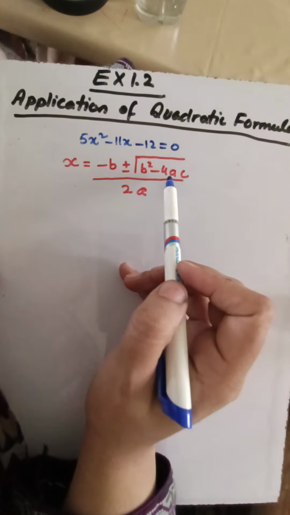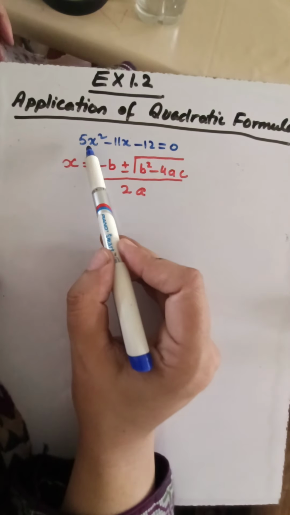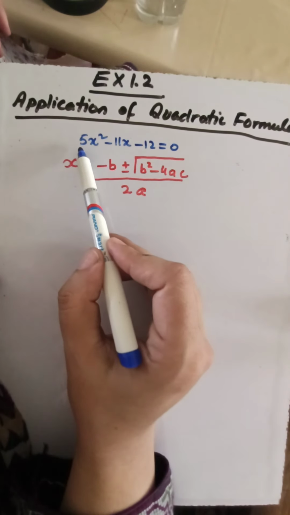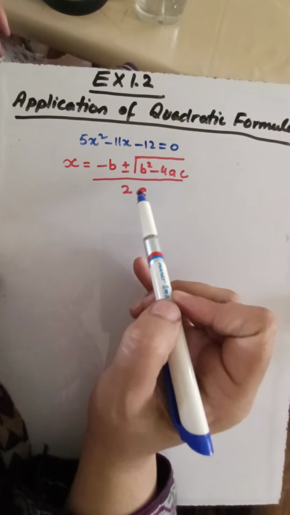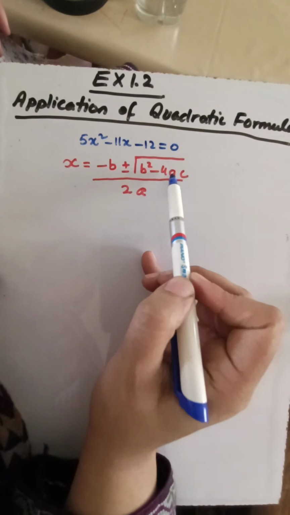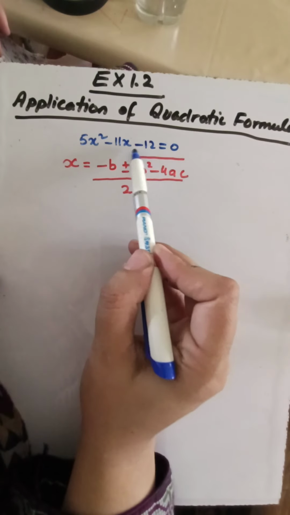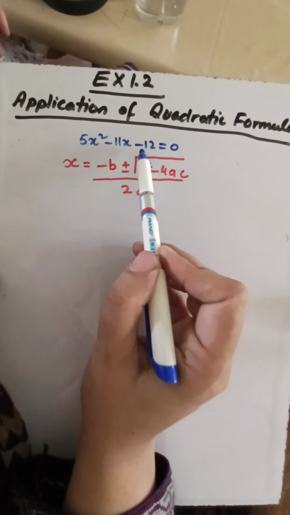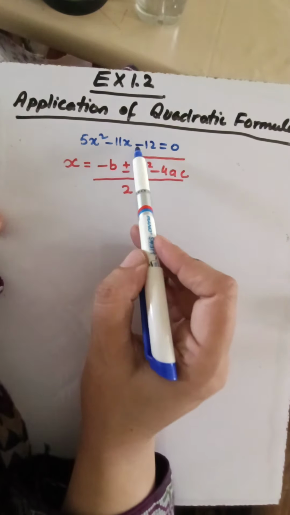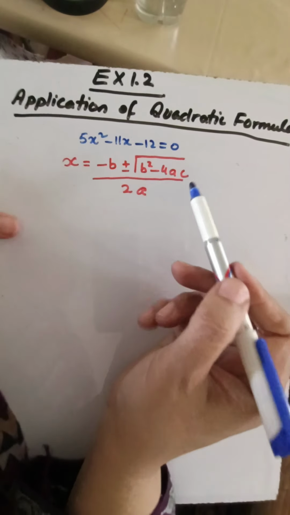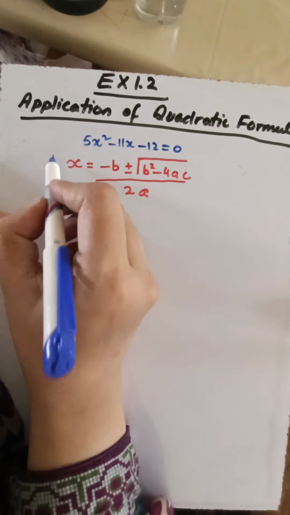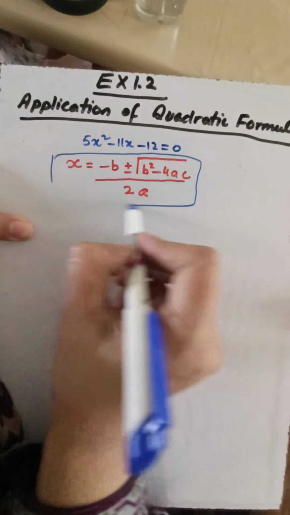And a was the coefficient of x square, which is equal to 5 over here, so wherever a is involved I am going to put 5 in place of a. And c is the constant which is involved, which over here is negative 12. Do take the sign also. So this is the quadratic formula that I am going to use.